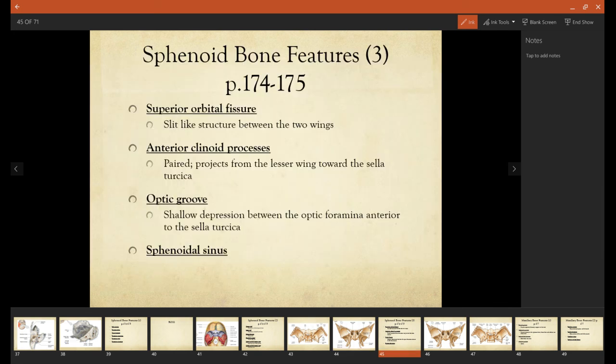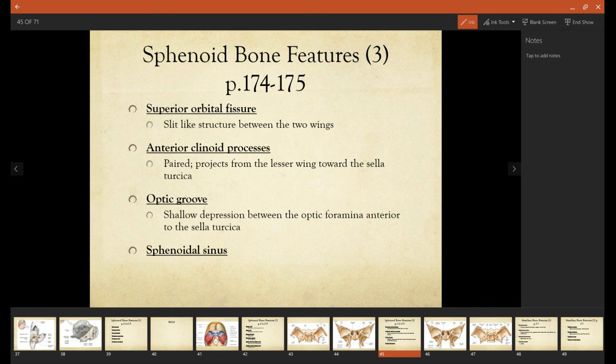Now, more structures we have on the sphenoid bone is something called the superior orbital fissure. Now, orbital is telling you it's a part of the orbit. Superior meaning it's above, because later on we'll see also an inferior orbital fissure. But a fissure is just an elongated cleft, meaning it almost looks like a cut of space, and this is found between those two wings.